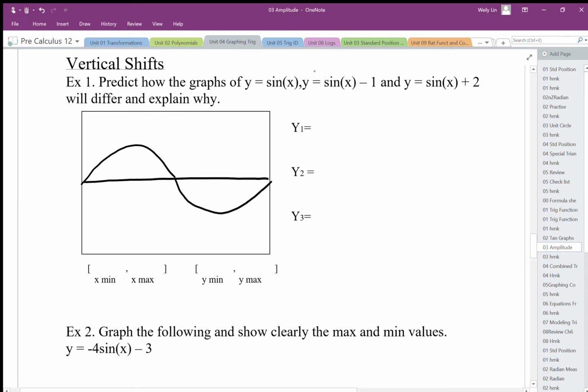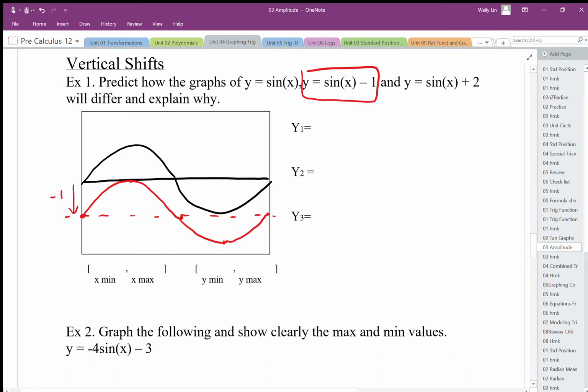If I have sine x minus 1, what that's going to do is, it's on the outside, so it's going to shift everything down 1. So I'm going to start down here. I'm going to go up to 0. It's going to go back to the middle here. It's going to go down to -2, and then back up to the middle. So I'm just going to draw my center line there, and the original center line has been shifted down 1.